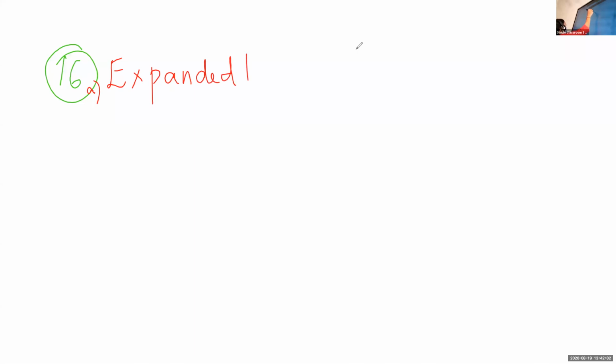Okay, so children, can we do it together? Faster, all of you. Question number 16. We have to write the number in expanded form. So first we will write 16A, expanded form of the number. Of which number? We have 5, 6, 7, 8, 9.